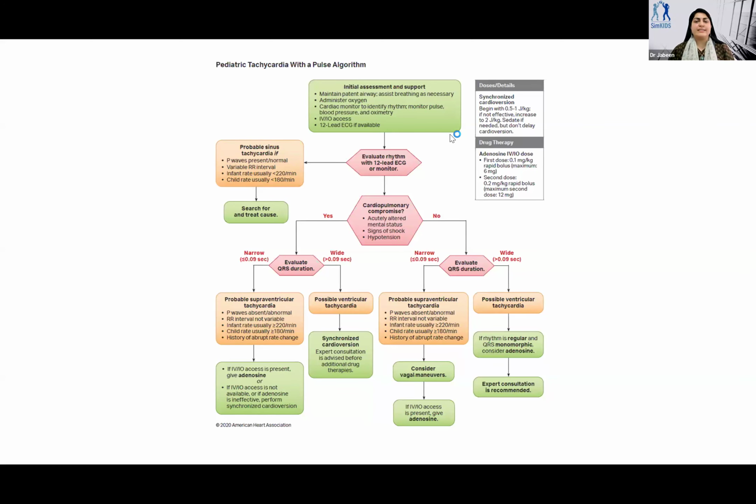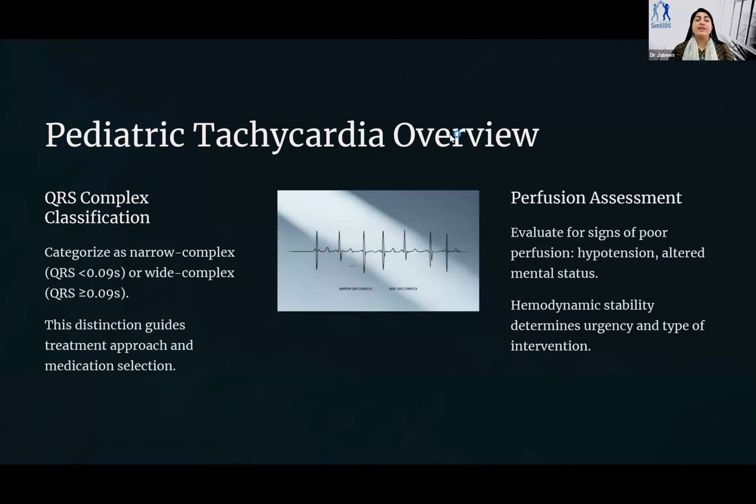So we will talk about the tachycardia overview. We will classify tachycardia as narrow complex tachycardia and wide complex tachycardia, and for that we will take the QRS complex as less than or more than 0.09 second. This distinction will guide us in the treatment approach and medication selection. The second thing that guides our management is the perfusion assessment. If the patient has signs of poor perfusion, like hypotension, altered mental status, or hemodynamic instability, that will determine the urgency and type of intervention.